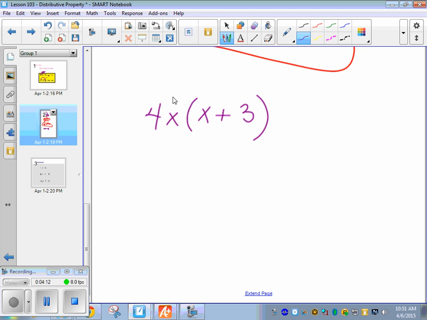All right, so I've got 4x times x. Mark, what do you think? 4x times x. 4x squared. Yes. Okay, and then 4x times 3. Zach, what do you think? Good. And there's a plus sign here, so we have to put plus 12x.